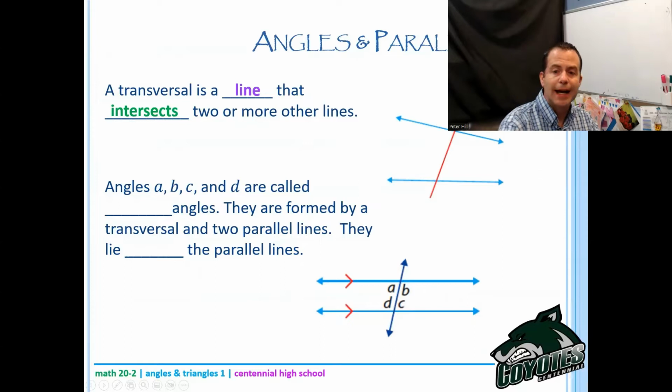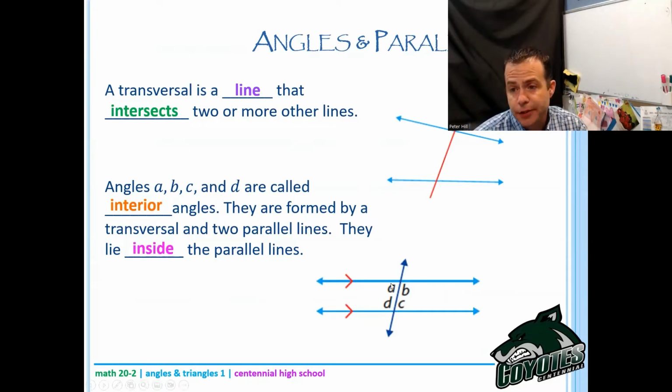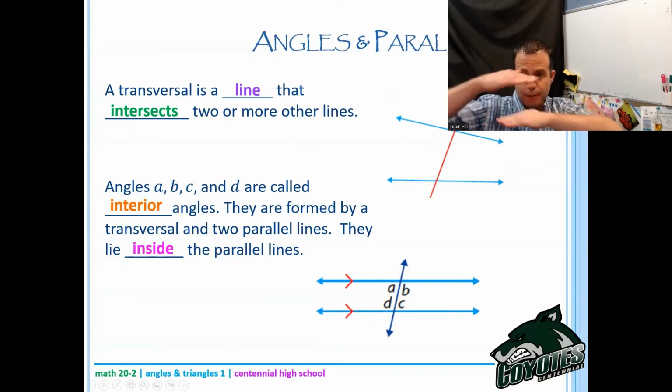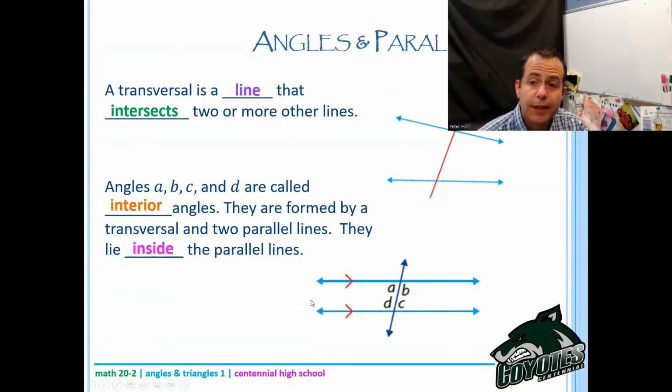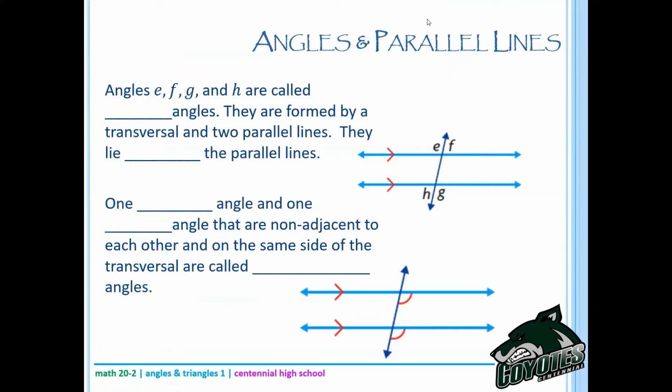Now, when we take a look at angles A, B, C, and D down below, they are called interior angles, and they're formed by a transversal with two parallel lines, and they lie inside the parallel lines. So we call them interior because they are inside those two parallel lines, okay? As opposed to the next set that I'm going to show you, angles E, F, G, and H are called exterior angles, and that's because they're on the outside of the parallel lines, okay?